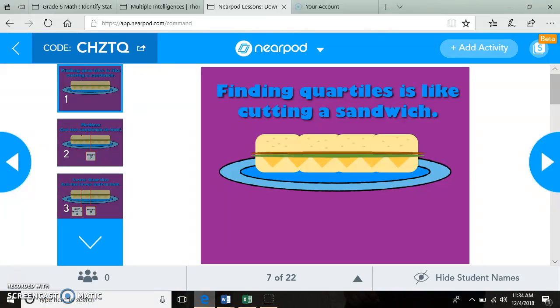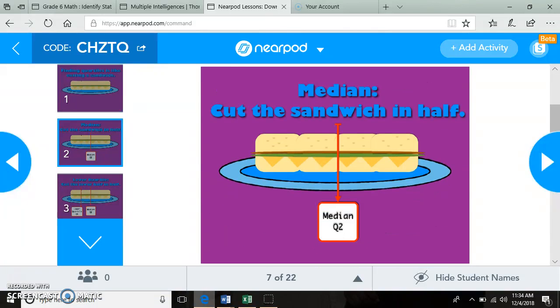So finding quartiles is like cutting a sandwich. At the beginning, you have a whole sandwich. Well, now I'm going to find the median of the sandwich. So finding a median is the middle number. So I'm going to cut the sandwich in half. The median is also known as Q2, which means quartile 2.